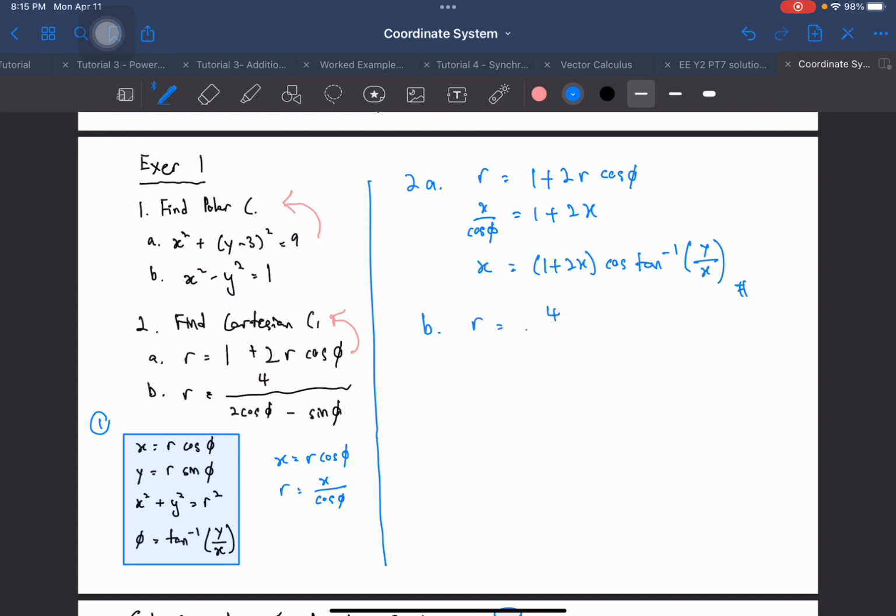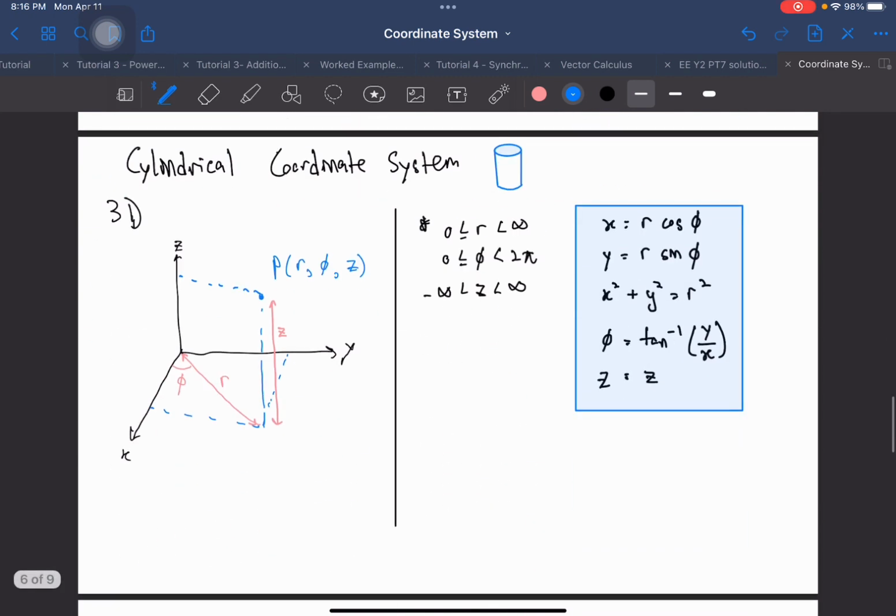r equals 4 over 2 cos phi minus sine phi. So you can pull it to the left hand side. So you got 2r cos phi minus r sine phi equals 4. So what is r cos phi? r cos phi is x, r sine phi is y. And we are done.